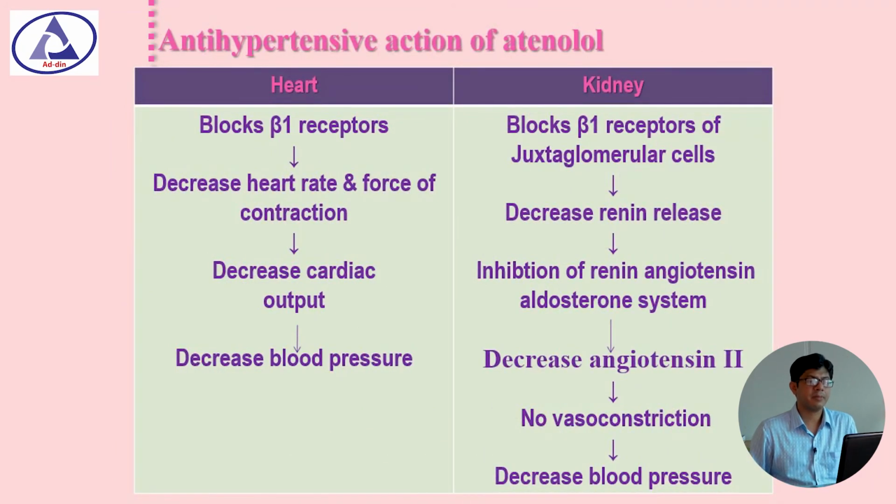Now come to the antihypertensive action of atenolol. Atenolol is a selective beta blocker. In the heart, it blocks beta-1 receptors, decreases heart rate and force of contraction, decreases cardiac output, and decreases blood pressure. And in the kidney, it blocks beta-1 receptors of juxtaglomerular cells, decreases renin release, inhibits the renin angiotensin aldosterone system, decreases angiotensin 2, no vasoconstriction, and thus decreases blood pressure.